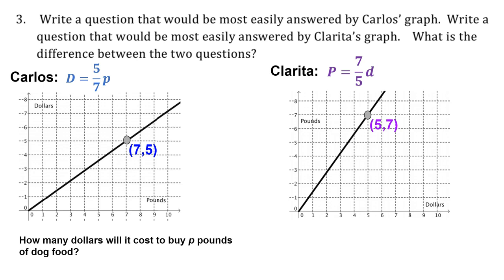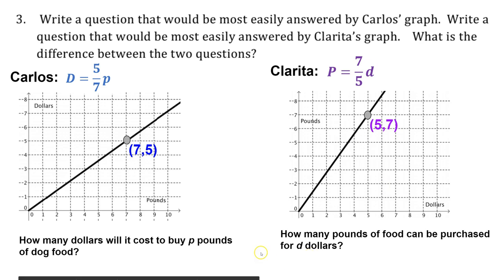It also asks us to write a question that could be most easily answered by Clarita's graph. Her questions would be of the form: how many pounds of food can be purchased for d dollars? Because in her scenario, the pounds depend on the dollars. So the difference is, in Carlos's case, dollars depends on pounds, and in Clarita's case, pounds depends on dollars. They represented the same piece of information in different ways.